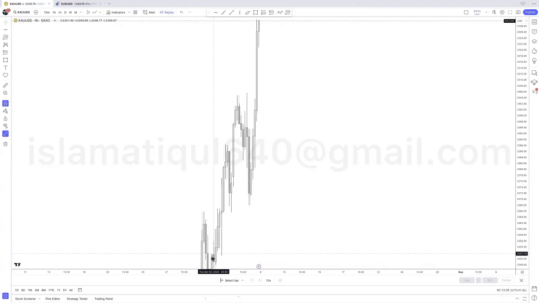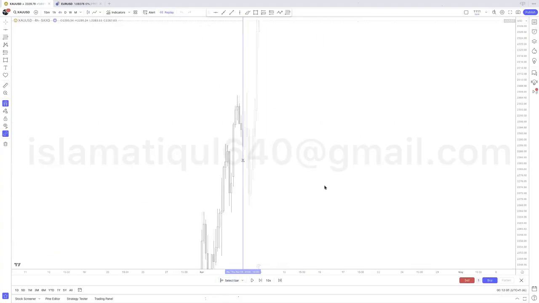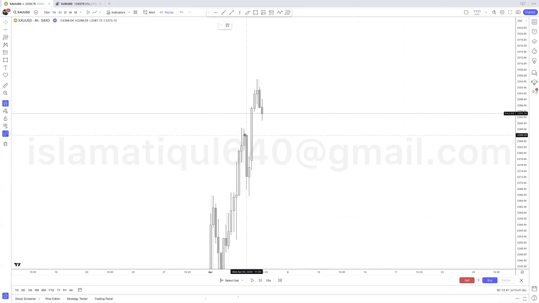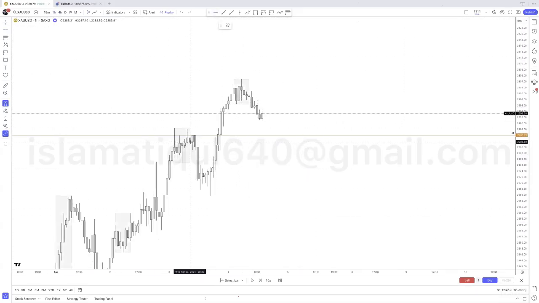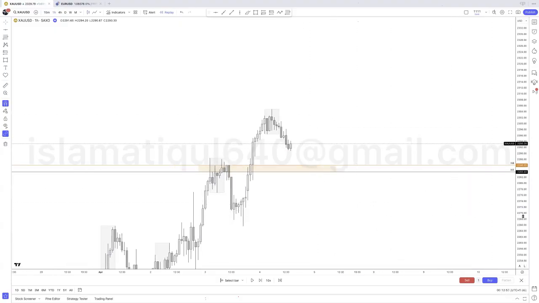Like I said, we had this H4 level refined to this H1 level, right? This is what we marked out in the morning in the pre-market analysis session. We were talking about this level, right? If you guys can remember, I told you this is where the buy is going to come from. This is where it could come from.